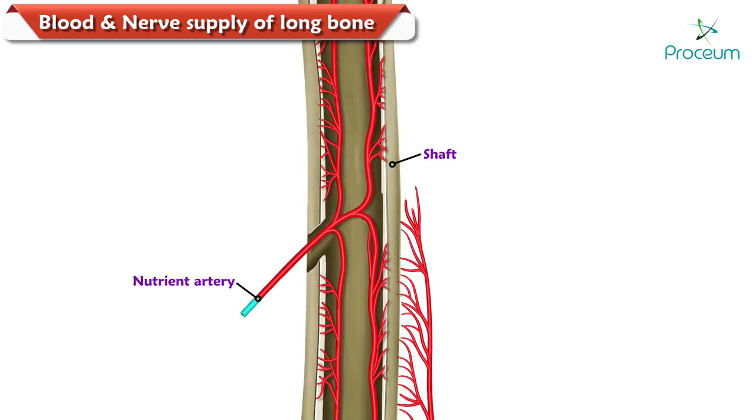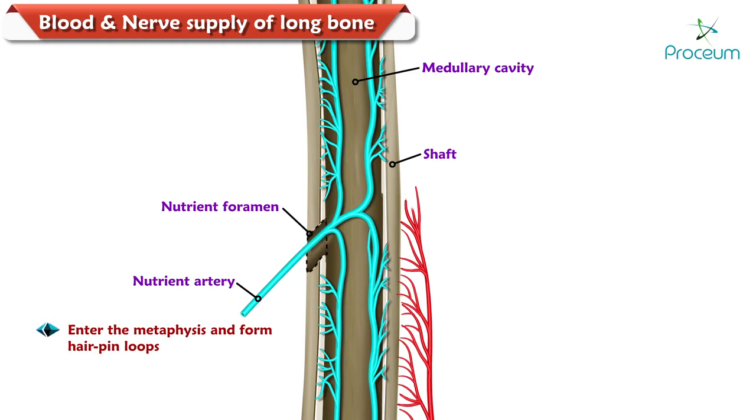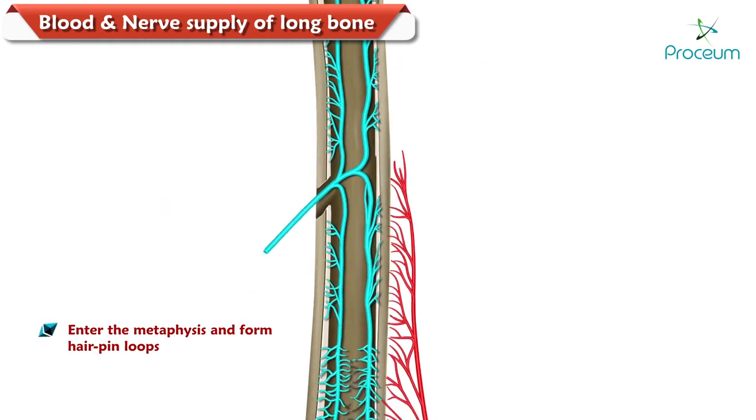It enters the middle of the shaft through a nutrient foramen, runs obliquely, and then divides into ascending and descending branches in the medullary cavity. Each branch then subdivides into a number of smaller parallel vessels which enter the metaphyses and form hairpin loops.